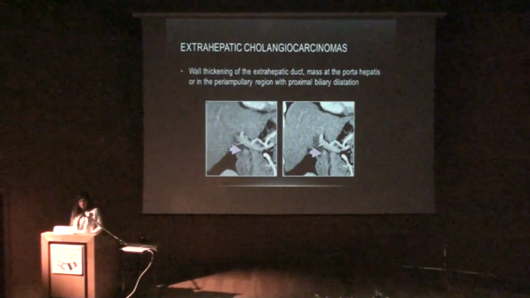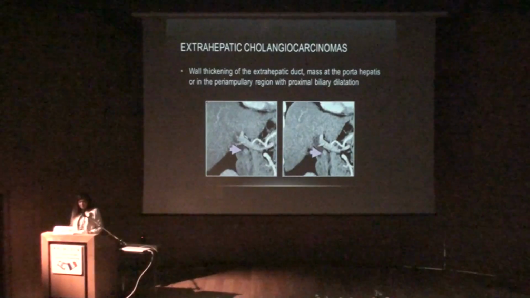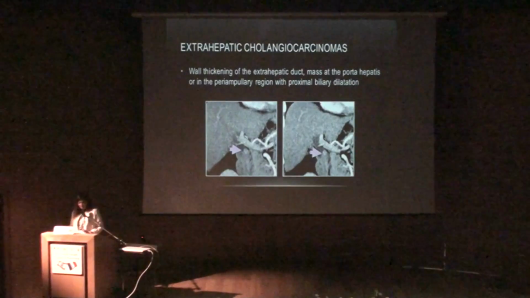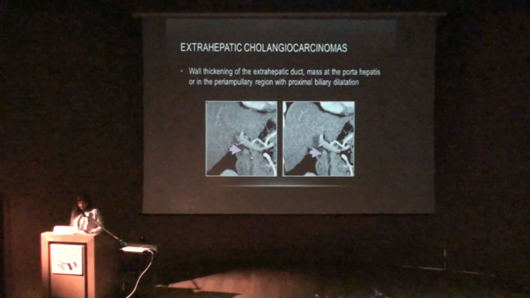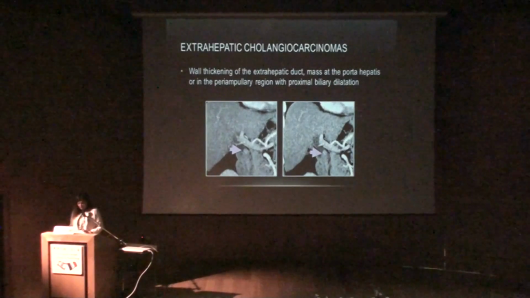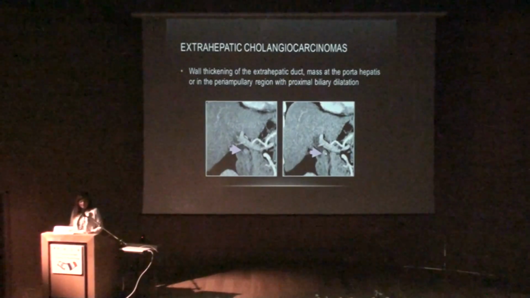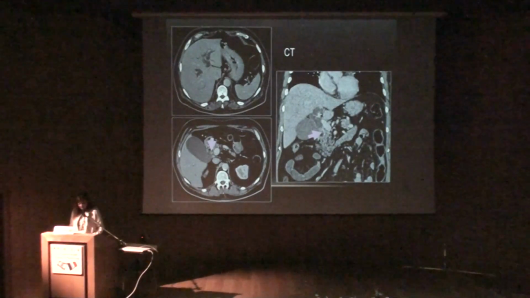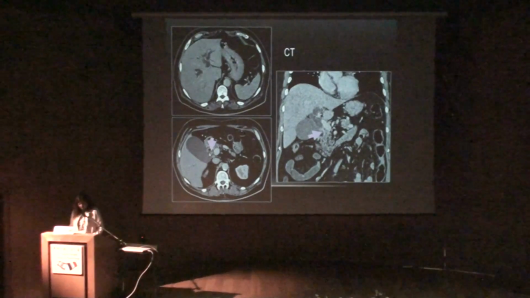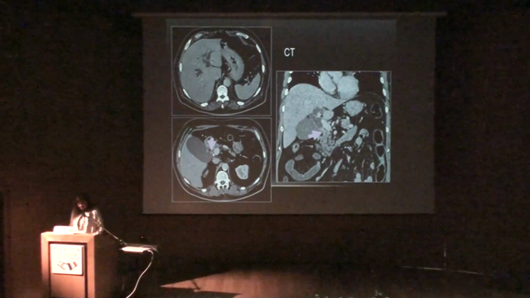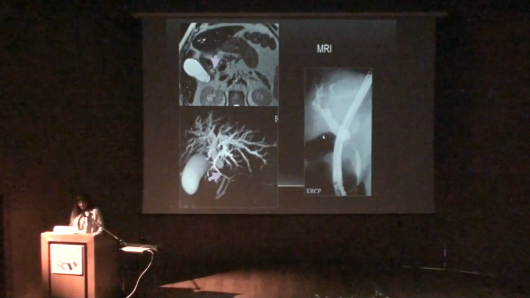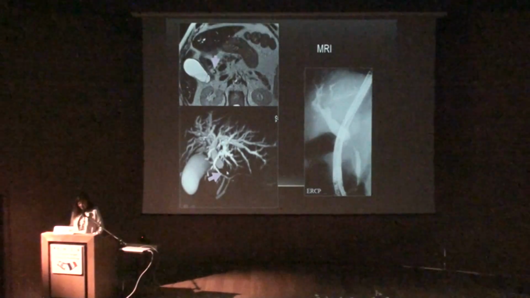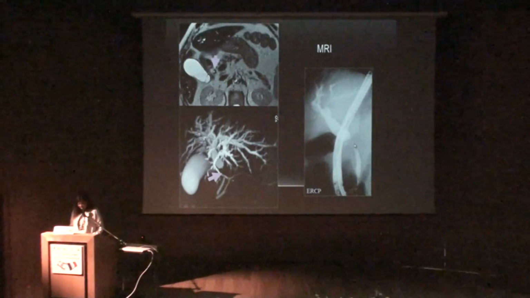Very quickly, a short word on what exactly is an extrahepatic cholangiocarcinoma. This third type of cholangiocarcinoma is more or less the same as hilar cholangiocarcinoma. You may see a wall thickening of the extrahepatic duct or a mass at the porta hepatis or in the periportal region, and proximal biliary dilatation. I show you here an example on CT. Bile duct dilatation, you see here a wall thickening of the bile duct, here on the axial view and here on the coronal view. And here on MRI, you see this wall thickening on T2-weighted imaging and the corresponding image on ERCP.